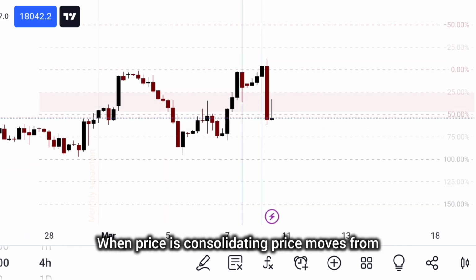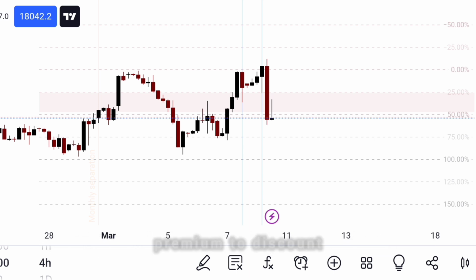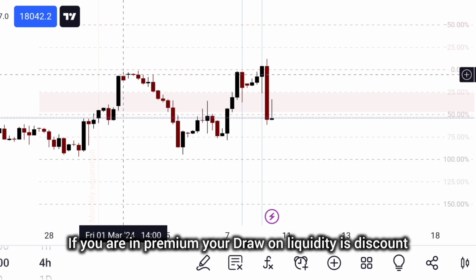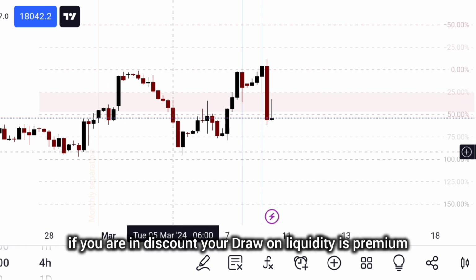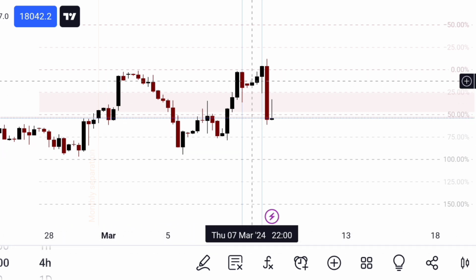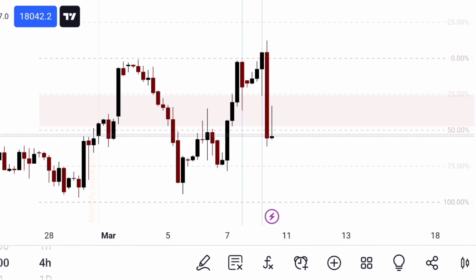When price is consolidating, price moves from premium to discount and discount to premium. So that's your draw on liquidity. If you are in premium, your draw on liquidity is discount. If you are in discount, your draw on liquidity is premium. So knowing that, you know your TP, your take profit, your draw on liquidity.